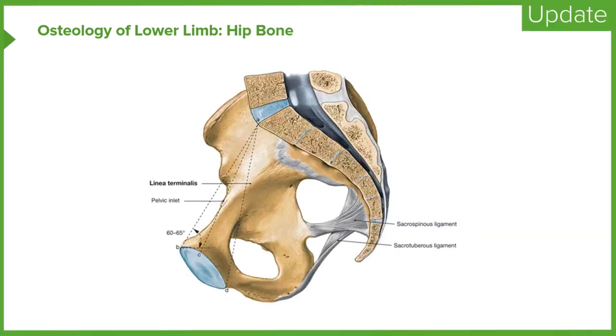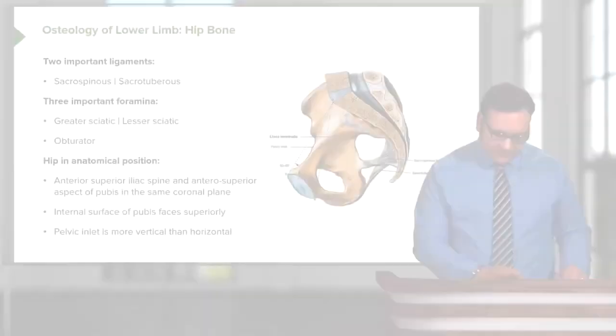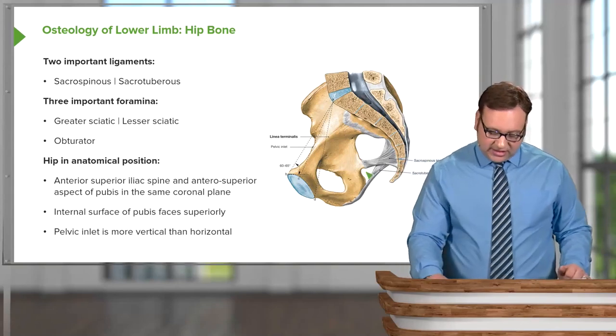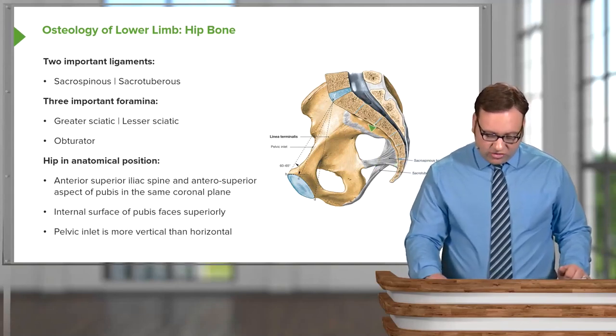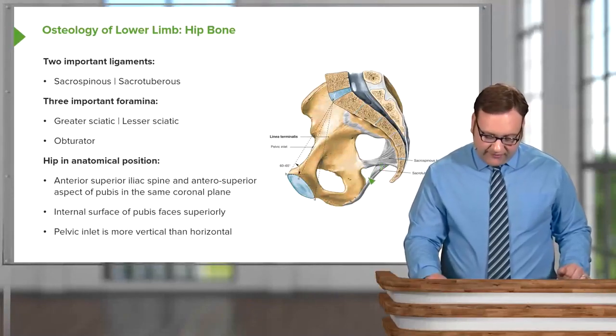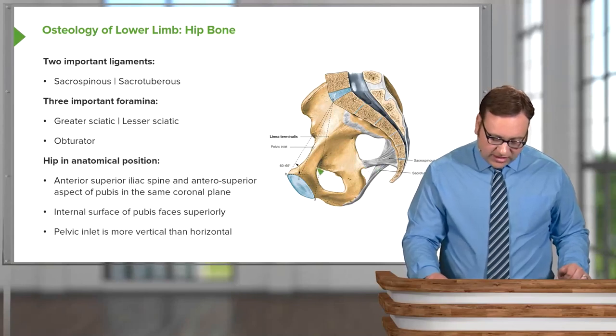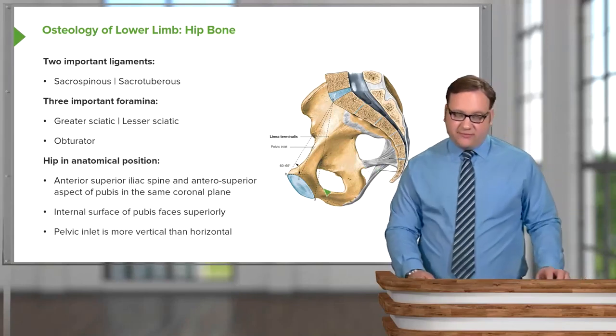If we now look at the hip bone itself, then we can see that we have these greater and lesser sciatic notches, and these are converted into greater and lesser sciatic foramina via these two ligaments, the sacrospinous and the sacrotuberous. So we can see the sacrospinous is forming this greater sciatic foramen, and the sacrotuberous and the sacrospinous are forming the lesser sciatic foramen. We also, as I mentioned, have the obturator foramen.